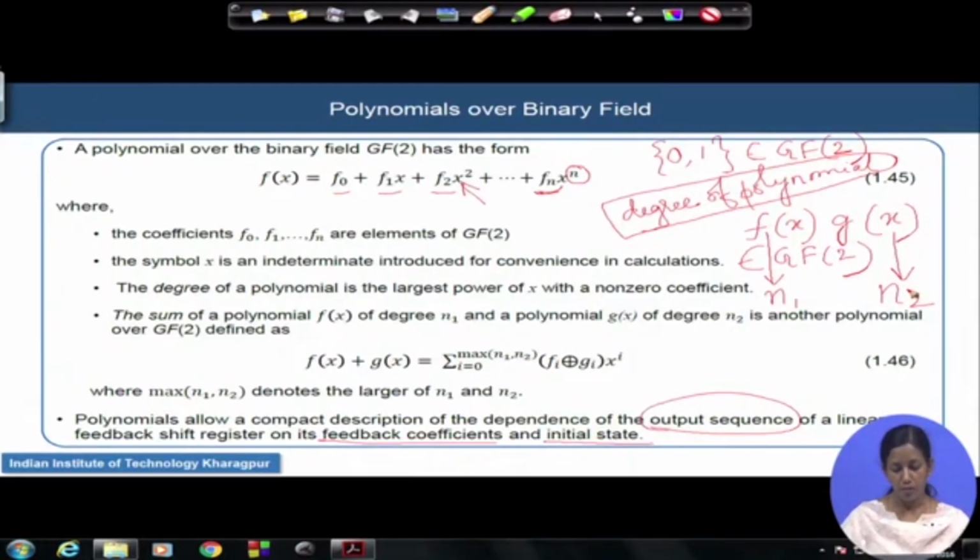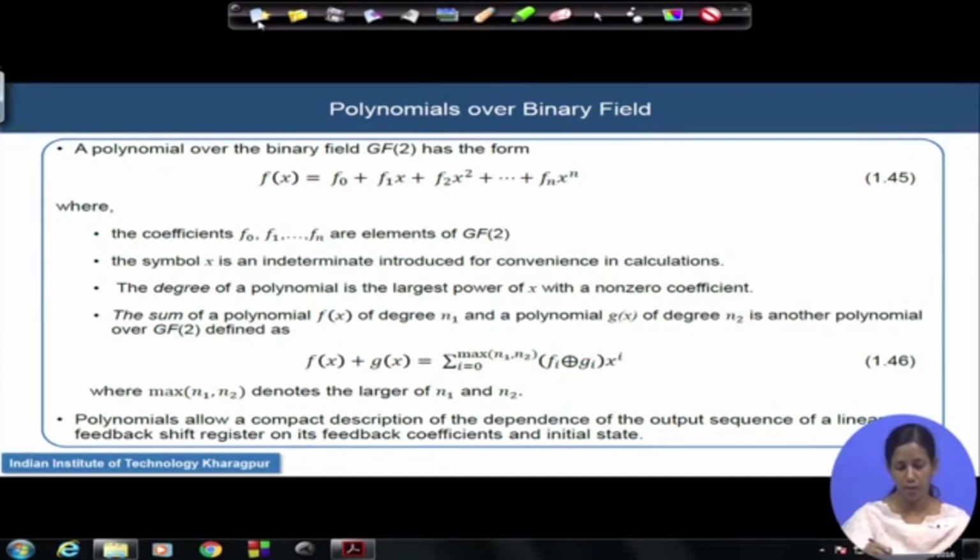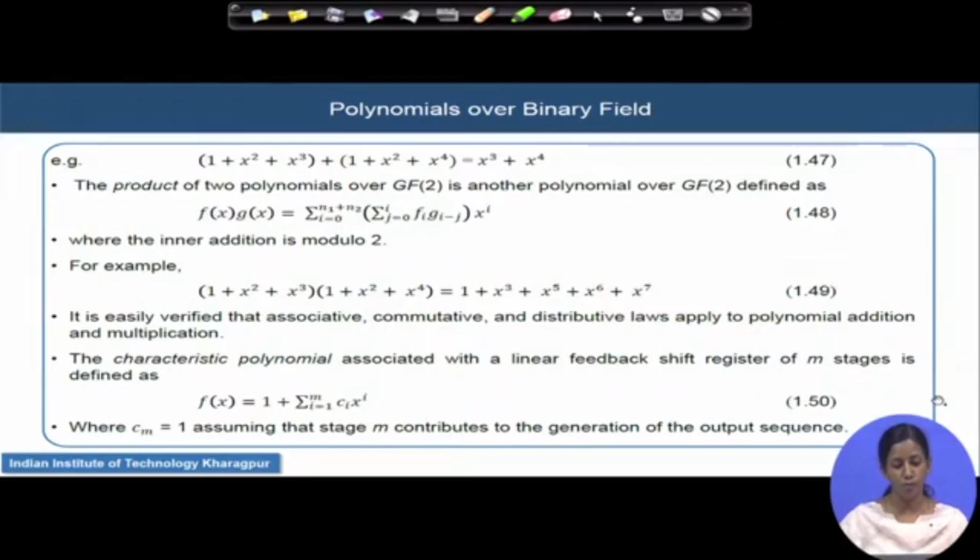And this inner summation, to understand actually how it goes, in the next slide we will take an example to have a clear idea about the summation of two polynomials over Galois field 2.